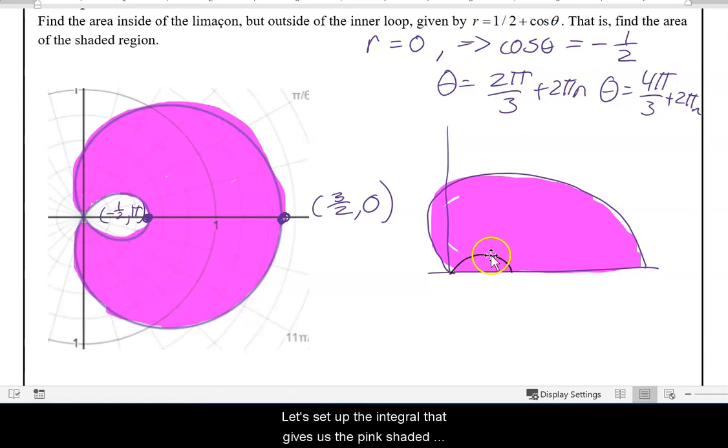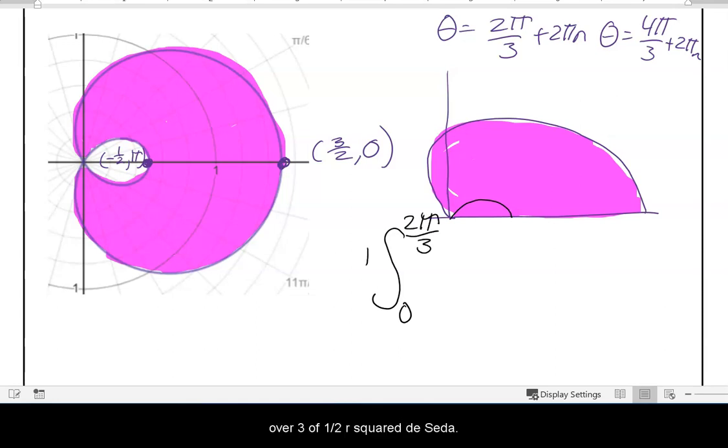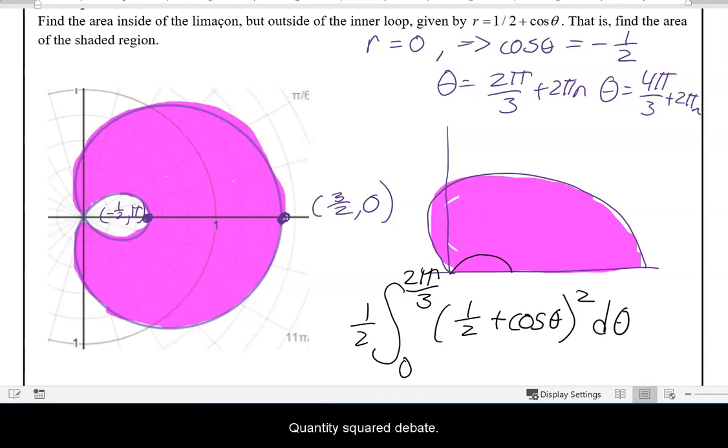Let's set up the integral that gives us the pink shaded region before we go back to find the area of that half loop. What would we need to use? This should be the integral starting at 0 and going to 2π/3 of 1/2 r squared dθ. This would be 1/2 plus cosine of theta, quantity squared, dθ. Take a moment and pause the video to compute what you get, then turn the video back on to see if your integration agrees with mine.